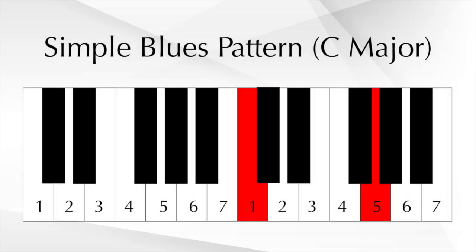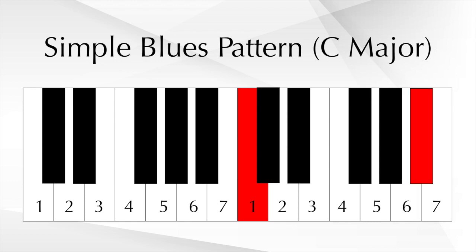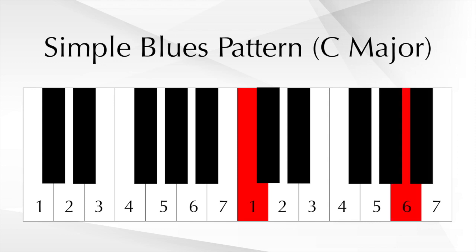Using the C major chord as an example, we first play the first note C together with the fifth note G. We then play the first note C again together with the sixth note A. Then we play the first note C again together with the flat 7th note, which is B flat. Then the first note C again together with the 6th note A to complete the pattern.